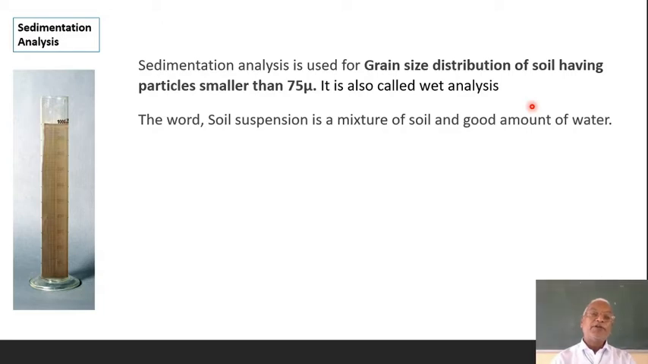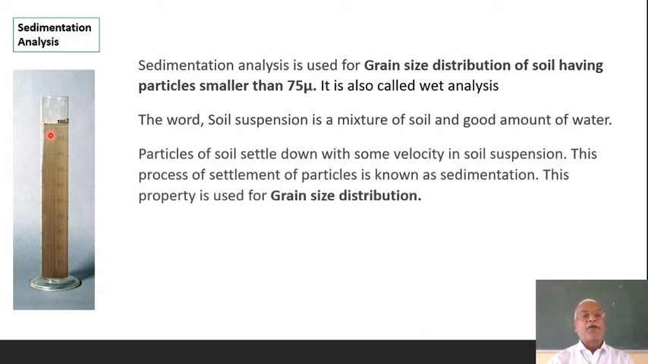The word soil suspension is used for a mixture of soil and a good amount of water. You can see here this jar of almost 1000 capacity, and in the actual test also we mix just 50 grams of soil into that. So soil suspension means it is a mixture of soil and distilled water. That has to be kept in mind because often we'll be referring to soil suspension.